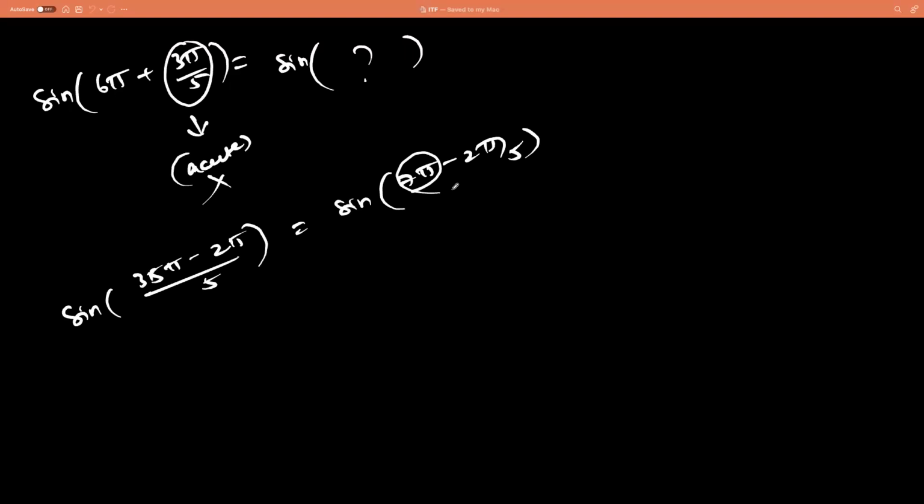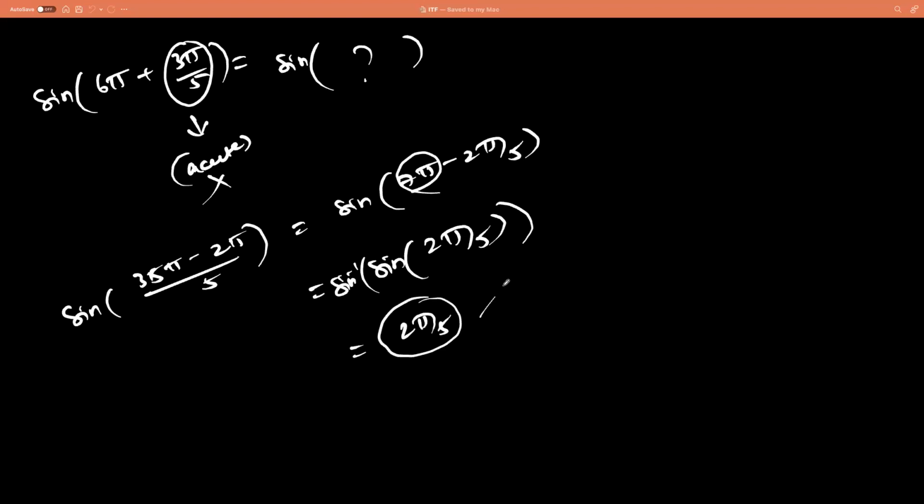7 pi is an odd multiple of pi, so it falls somewhere before the second quadrant. So sine of 7 pi minus 2 pi by 5 is going to be sine 2 pi by 5. So sine inverse of sine 2 pi by 5 is going to be 2 pi by 5. That is the answer. As I told you, whenever you want to apply pi plus theta, pi minus theta or anything, make sure that the angle after that plus or minus is acute. Please make a note of this point. If it is not acute, don't apply that formula.